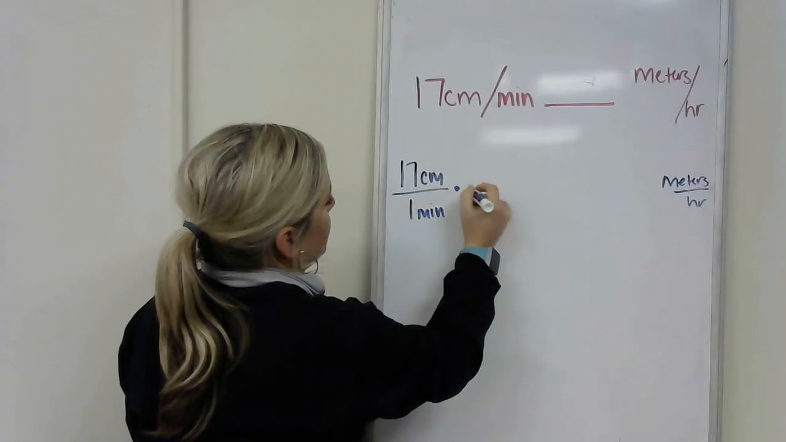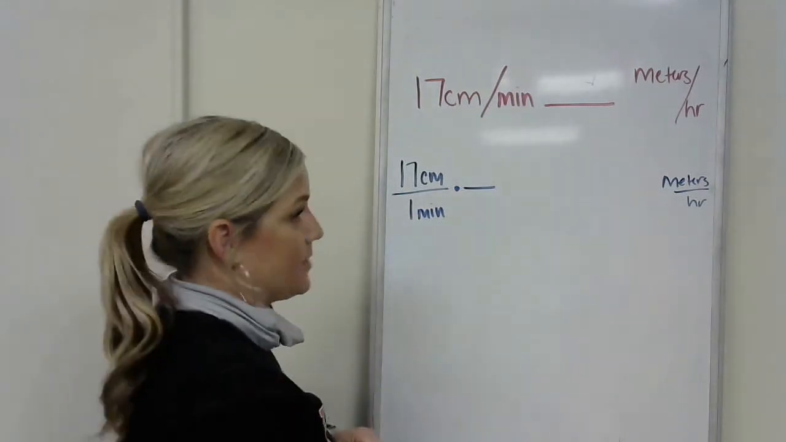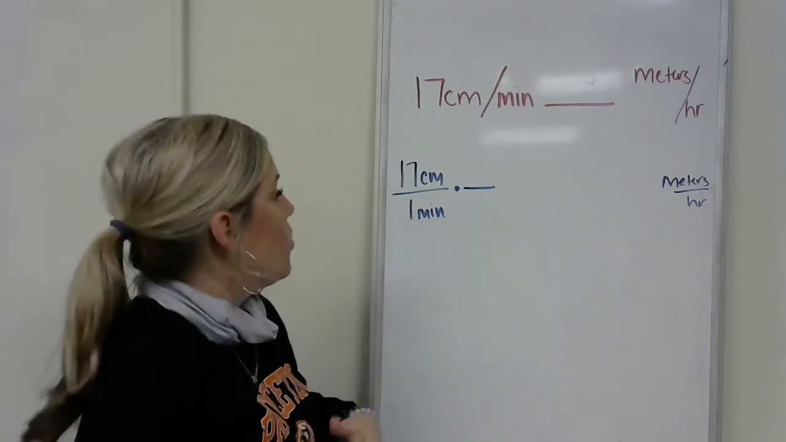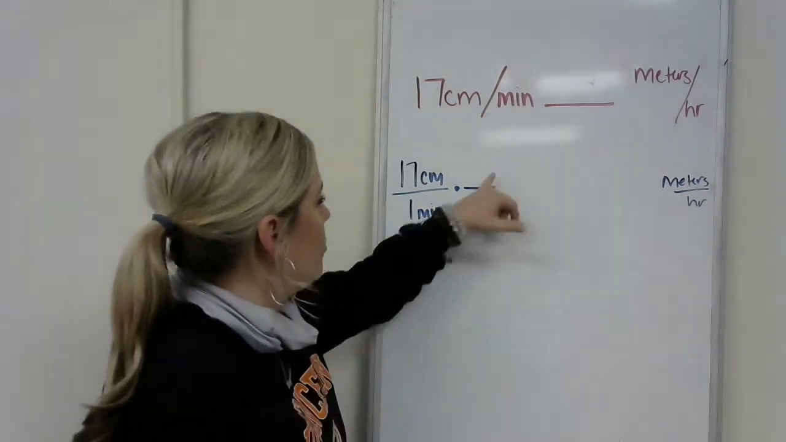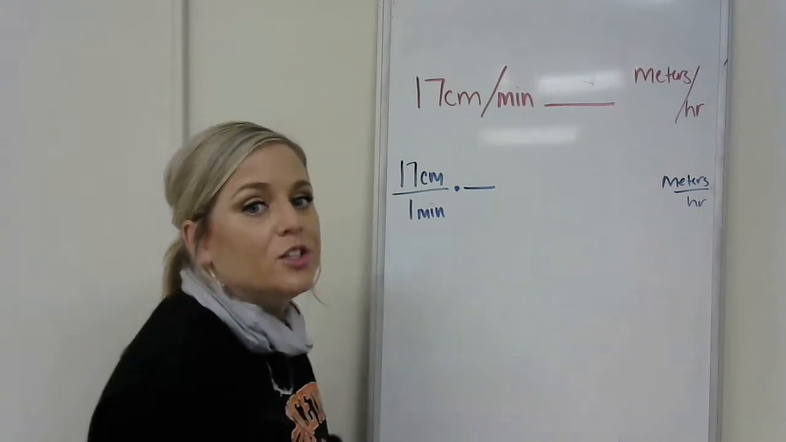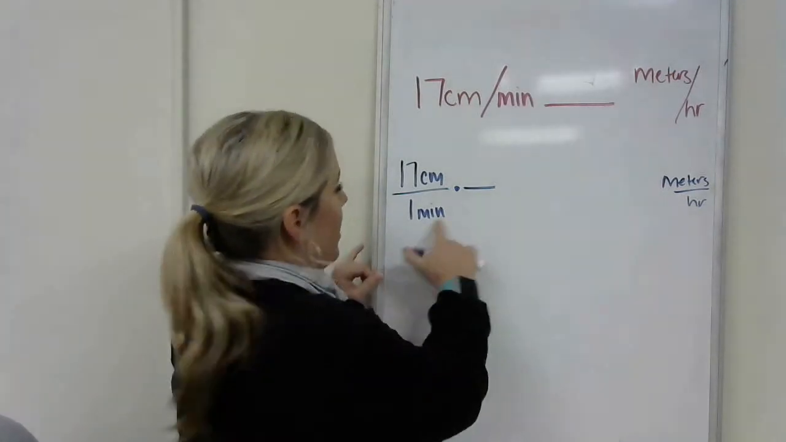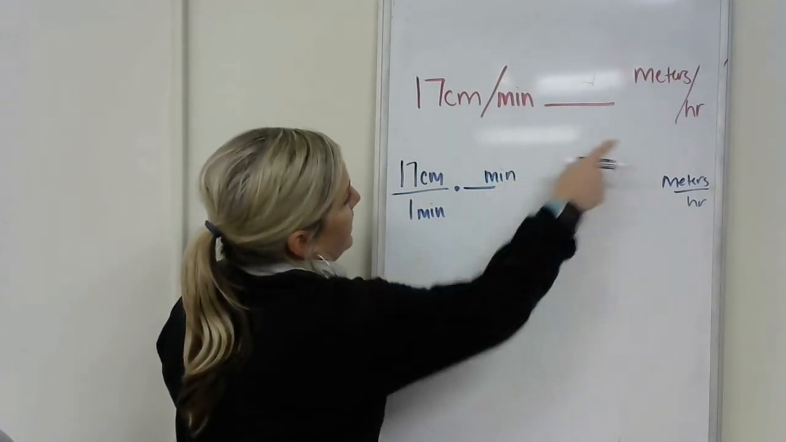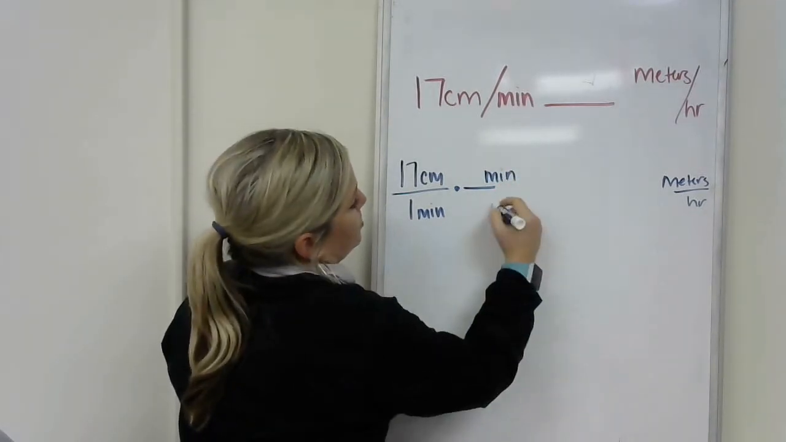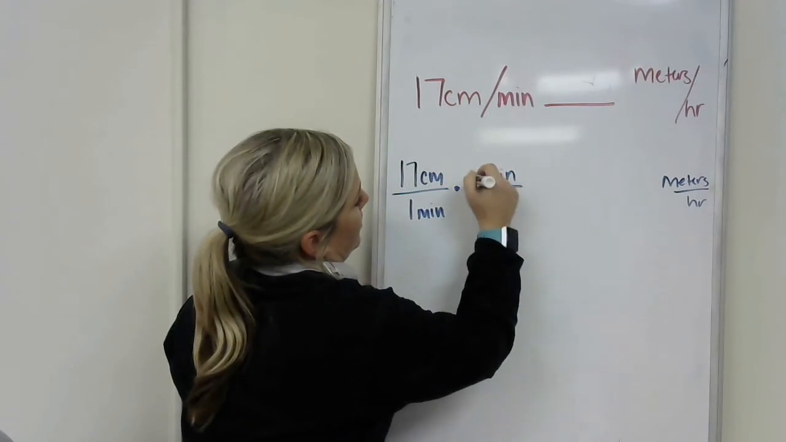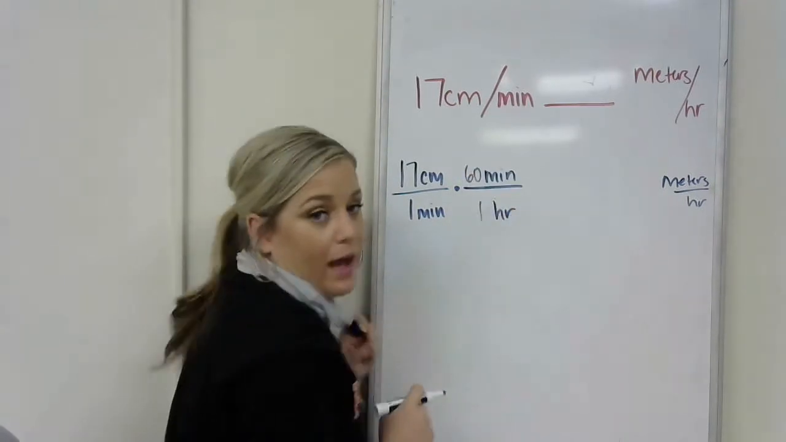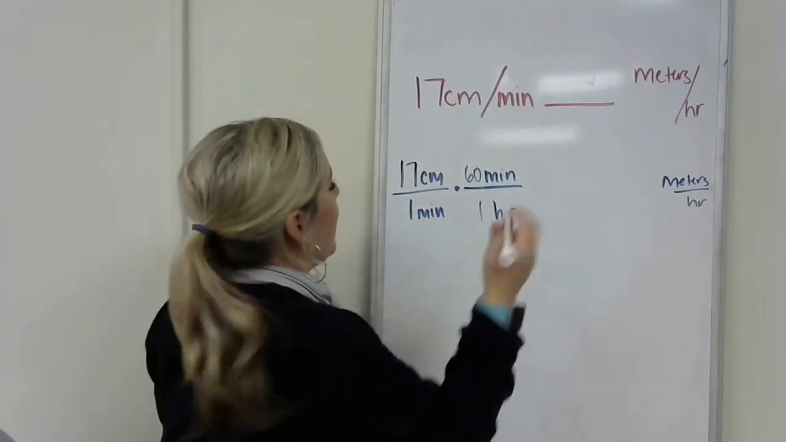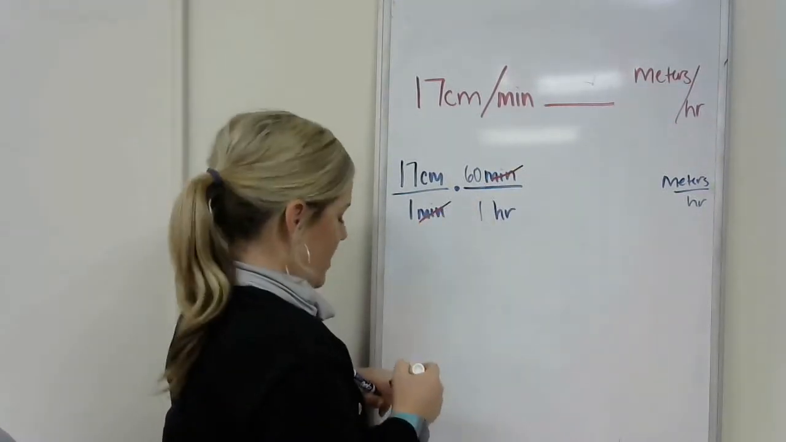So like we did in chapter 1, we can cross reduce our labels. In order to get rid of minutes, I got to put them up here. And I want to get to hours, so I'm just going to put hours on the bottom. And we know that there are 60 minutes in 1 hour, okay? I'll do a different color. I can get rid of the minutes, okay?